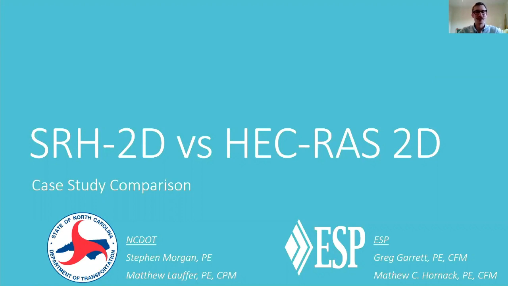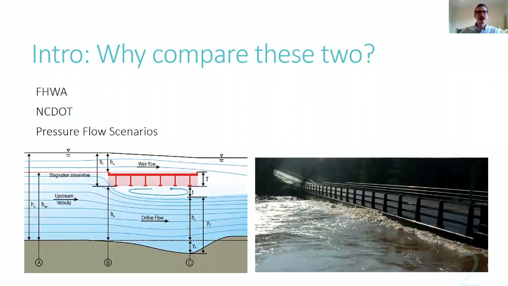So since this is a recorded presentation, I'm not gonna remove any information. I'm just gonna move quickly through the slides to ensure that we can get through everything. So right off the bat, I think it's a good idea to address the main question. Why would we want to compare SRH2D and HEC-RAS?